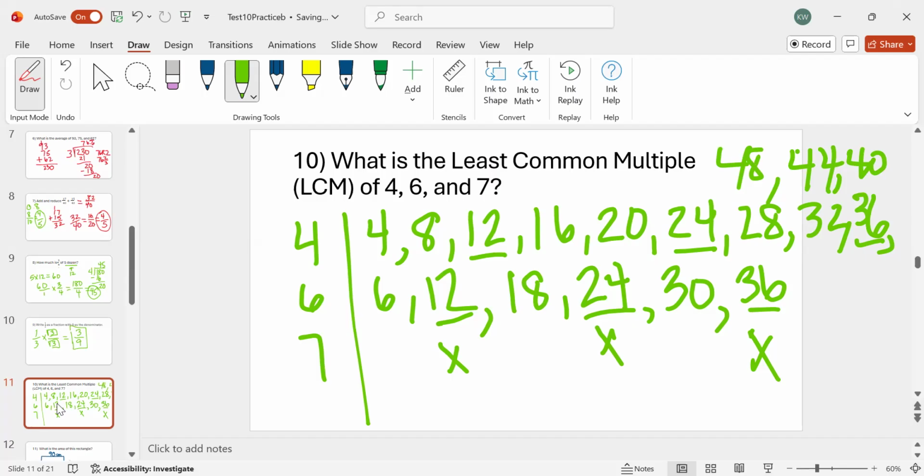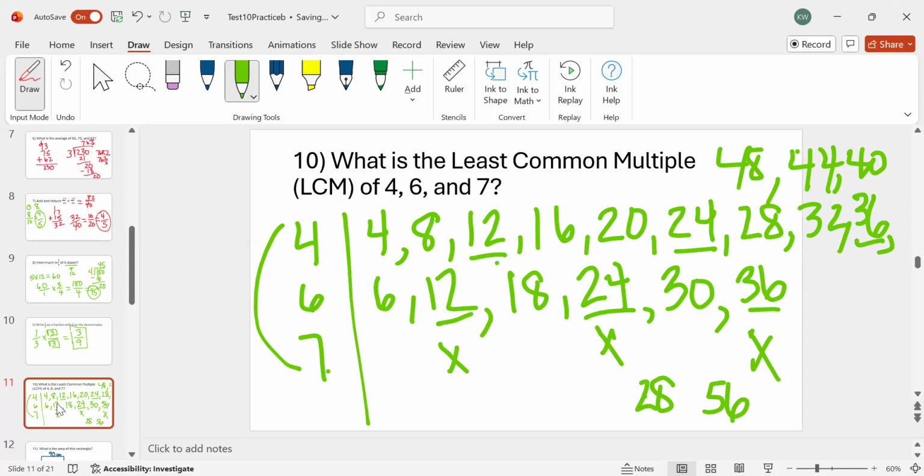Let's see here. I picked some hard ones here. Well, let's look at what 4 times 7 is. That one is 28, but 28 doesn't work with 6. So what about 8 times 7? 8 times 7 is 56, right? Does 6 go into that? I don't think so, because 6 times 9 is 54. So we've got to keep going.